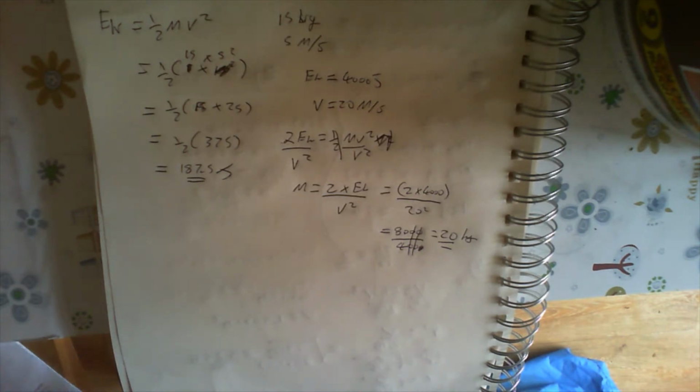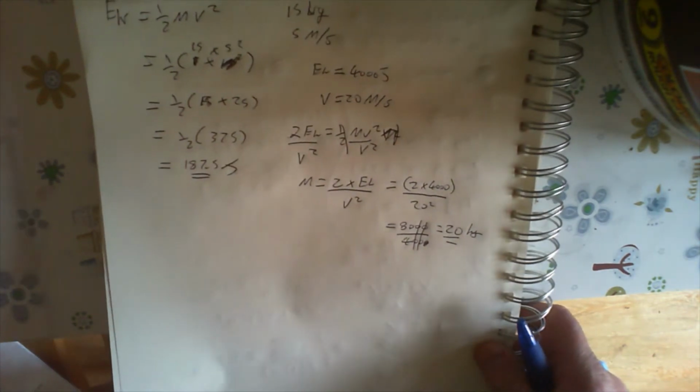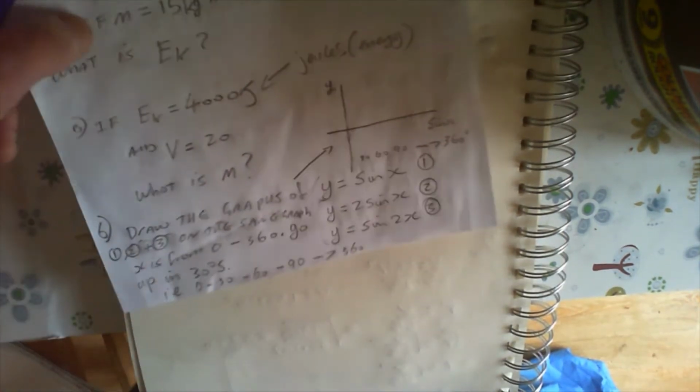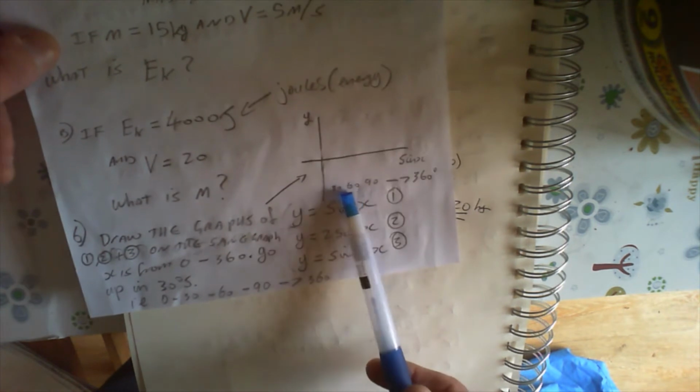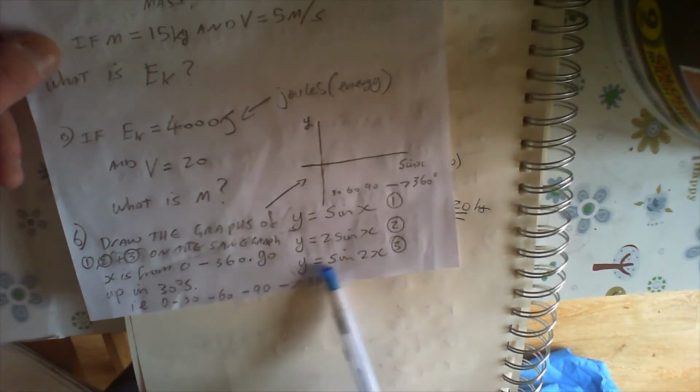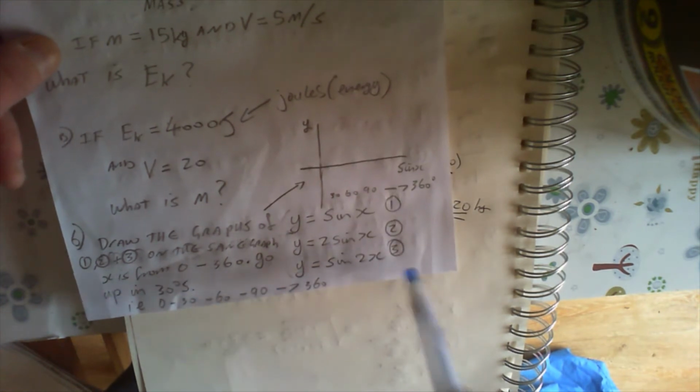Right, now what I'm going to look at here is probably the most important one. I don't know if you can read my writing there. It was draw the graph of y equals sin x, y equals 2 sin x and y equals sin 2x and put them on the same graph. I'm just going to do that just now.